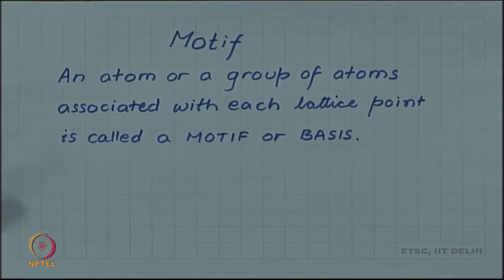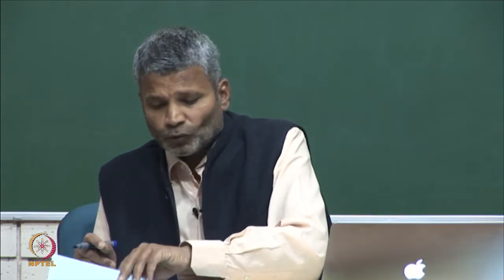Because we have seen that a lattice gives you only the skeleton of the entire structure, it is only a set of points, and for a crystal we need to provide atoms at those points. So, that atom or group of atoms which, by associating with each lattice point, we can develop the entire crystal structure will be called motif. So, hexagonal close packed structure provides a good example of motif.